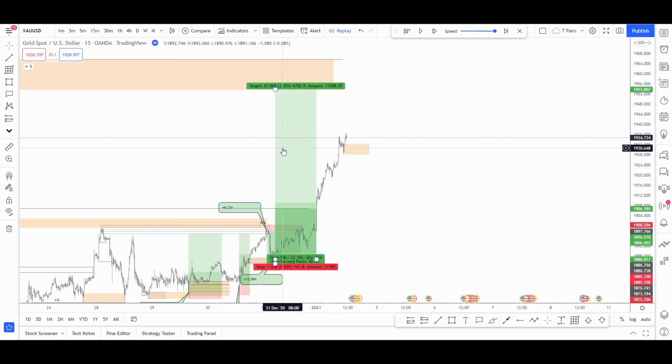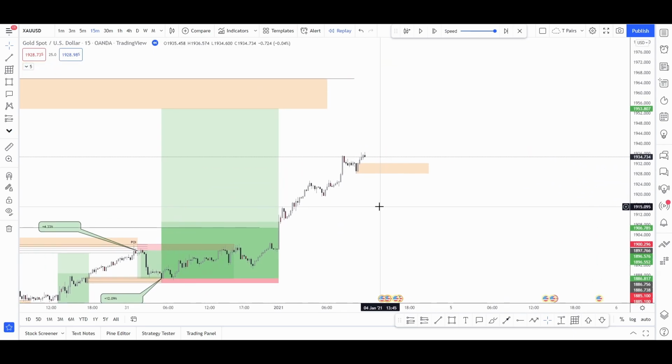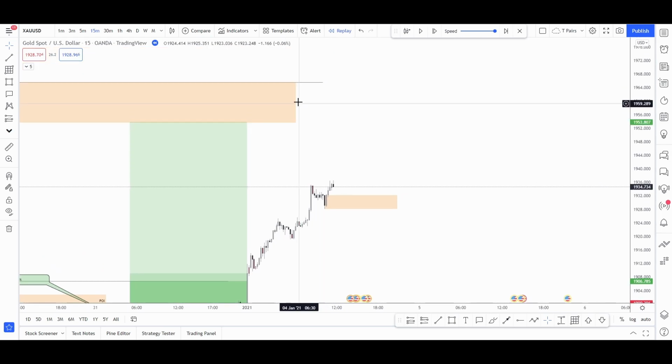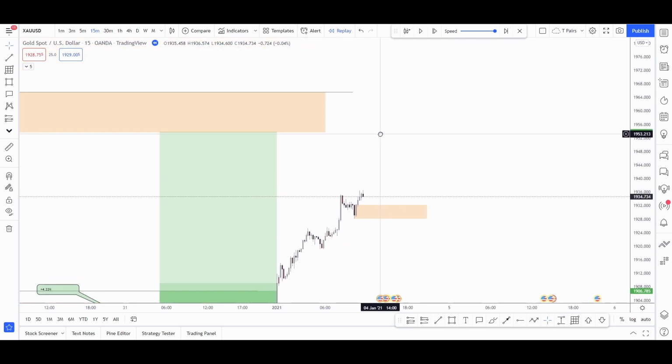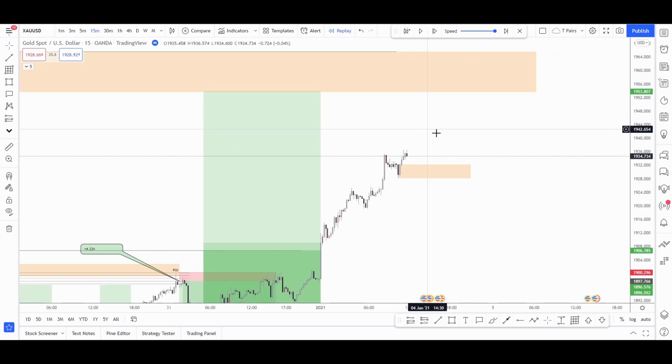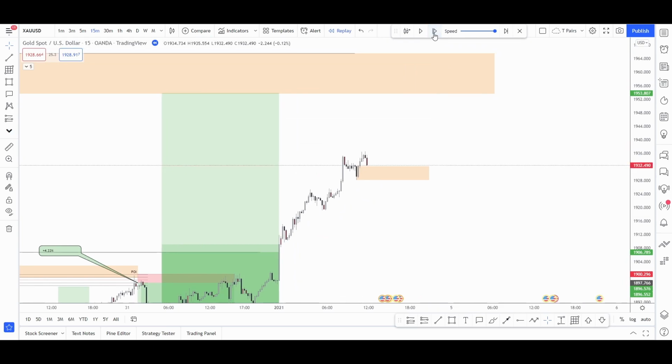Okay, so with imbalances on gold, gold tends to fill the imbalances before shooting off in the other direction, which is why I'm keen to possibly get involved up here. But if we did get involved, that would be one heck of a stop loss up here. So I'm just going to see how price reacts when it gets up to here before we go off from there. So right, let's keep on going.